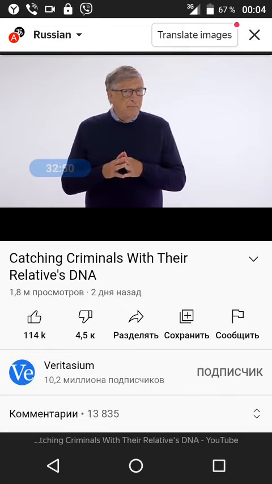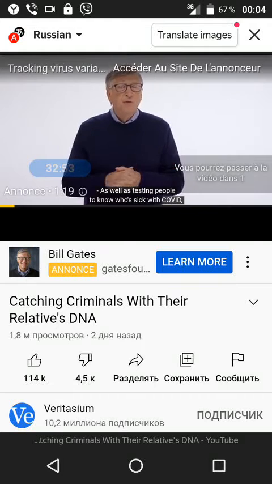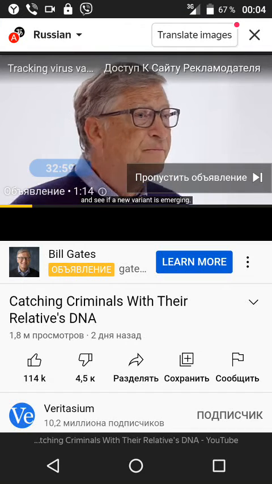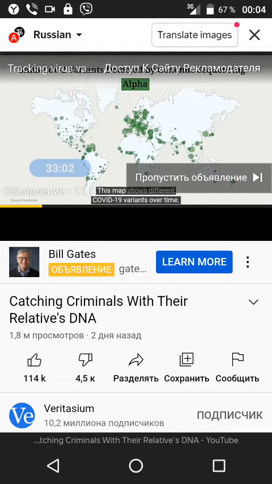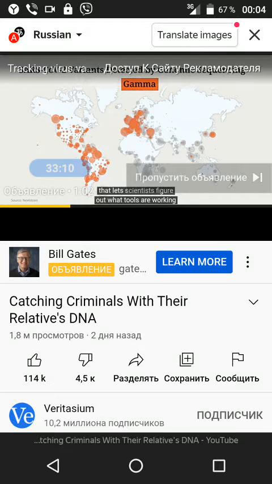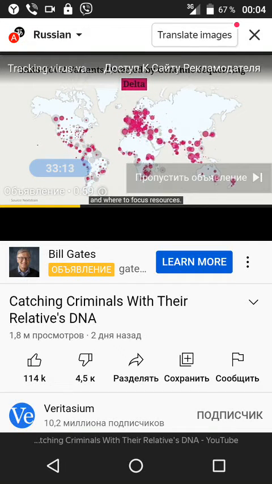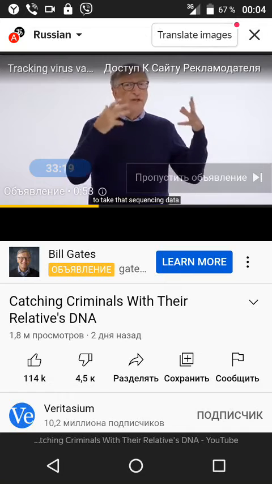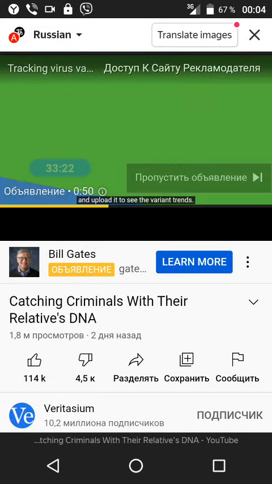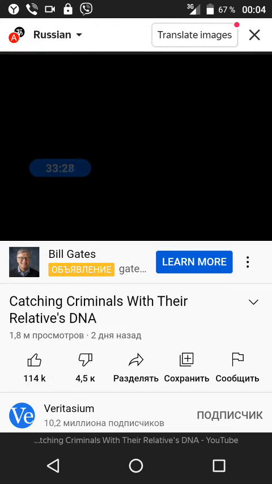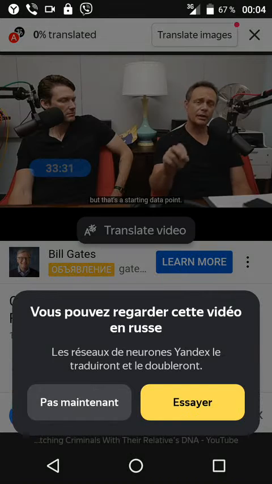As well as testing people to know who's sick with COVID, we need to actually look at the virus and see if a new variant is emerging. This map shows different COVID-19 variants over time. We need to see that change in variants very quickly. That lets scientists figure out what tools are working and where to focus resources. Today, over 100 countries are collaborating to take that sequencing data and upload it to see the variant trends. We have been seeing. But that's a starting data point.